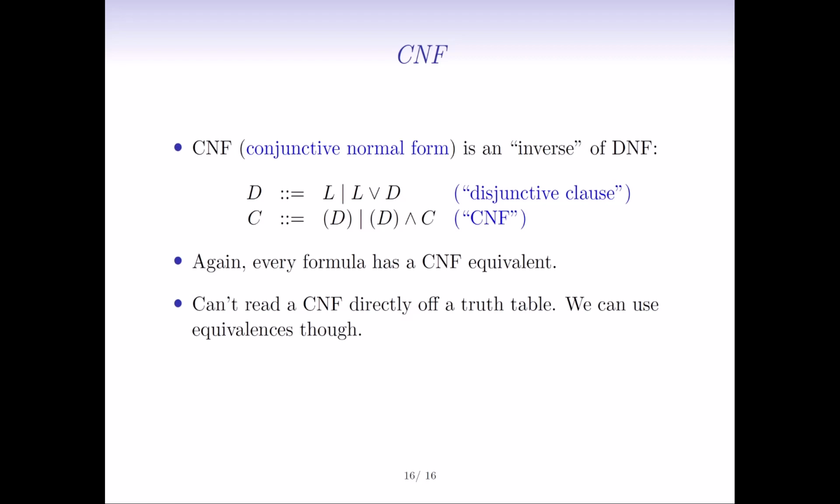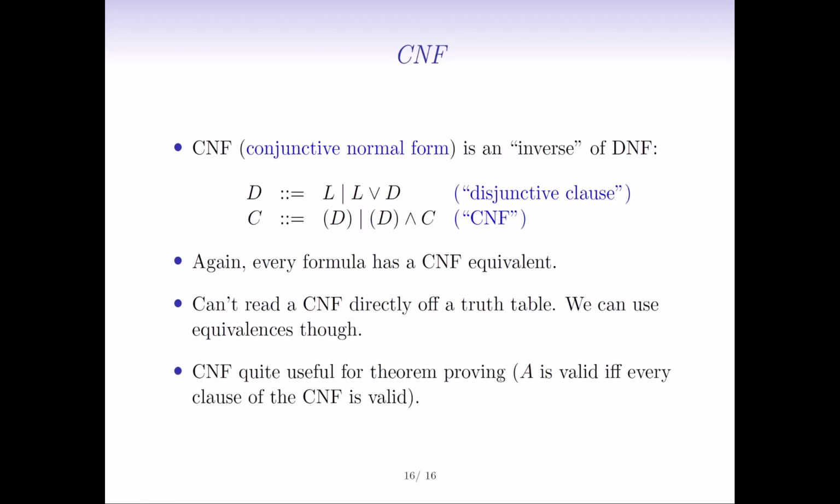In fact, almost the same method as for DNFs will work, except that we have to apply distribution the other way. Instead of pushing conjunctions inside disjunctions, we have to push disjunctions inside conjunctions using the other distribution law. CNF, I think, is not as popular as DNF, but it is quite useful for theorem proving. In theorem proving, we want to show a theorem, which usually means proving that a formula is valid. In other words, that it's true under all possible interpretations.